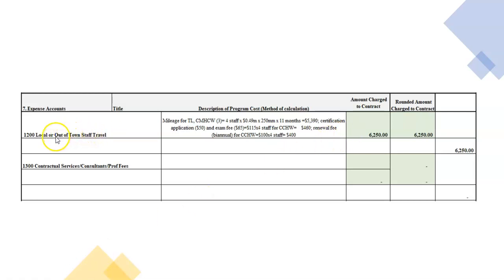Expense line 1200 is for local or out-of-town staff travel. These are positions requiring travel, mileage rates, monthly mileage estimates, and total budgeted reimbursement.